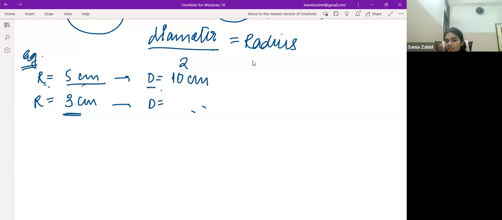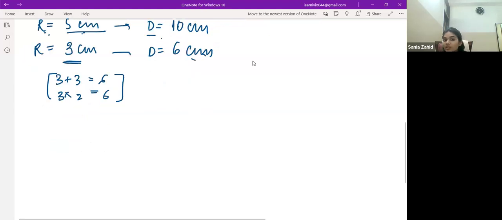See, either you can do 3 plus 3. This also means to double. Or you can do 3 into 2. This also means to double. You get 6 both the times, so it's the same thing. Doubling means 3 plus 3, so 3 plus 3 is 6 centimeter. Or you can also multiply with 2. 2 into 3 is also 6.